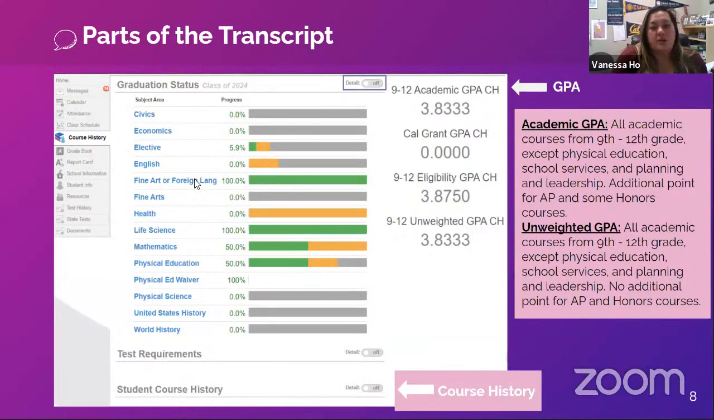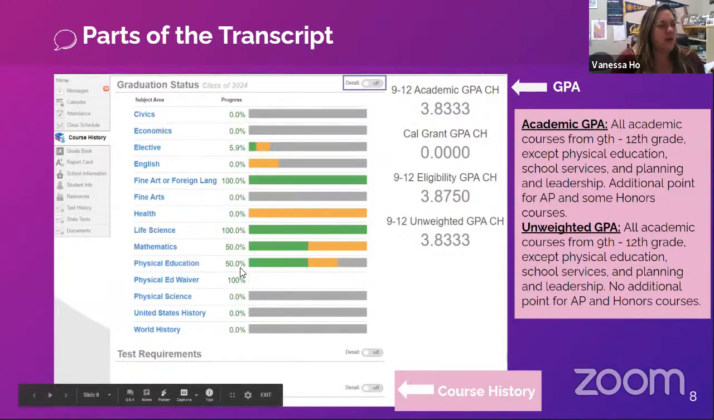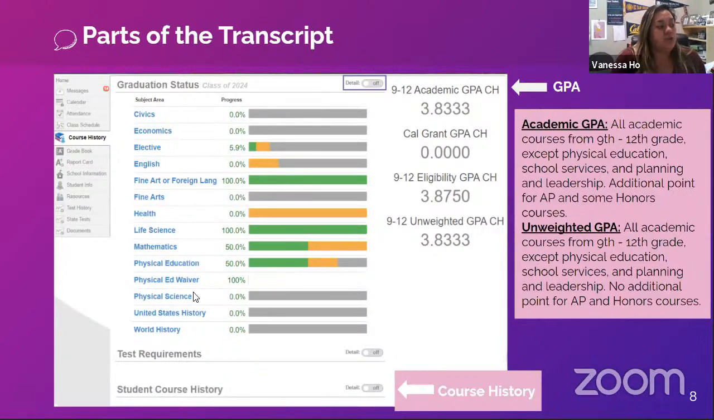So when you are on Student View or on Synergy, we were having a discussion about what people actually call it, but if you were on Synergy or Parent View, you would be able to see the course history tab on the left-hand side. And this is typically what a 9th grade student might look like. You would see a bar graph with all of the graduation subject areas. The green is for the number of credits completed. Yellow is for what's in progress. And the gray is what still needs to be completed. You'll also see their GPA on the right-hand side.